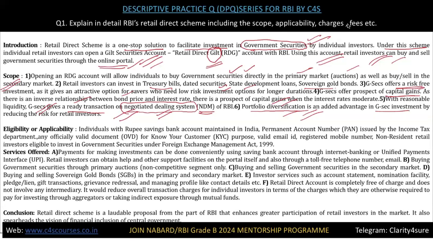Now, the next part of the question is the applicability. Who can access this particular scheme offered by RBI? Somebody who has a rupee savings bank account maintained in India, a person with a PAN issued by the Income Tax Department, anyone who has a valid document for Know Your Customer, and a valid email ID and a registered mobile number. So you can understand that it is a basic eligibility that any person can have.